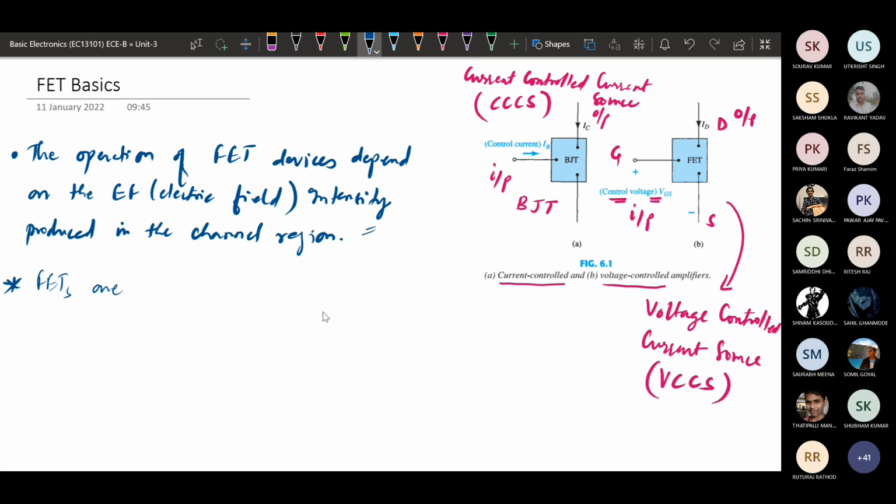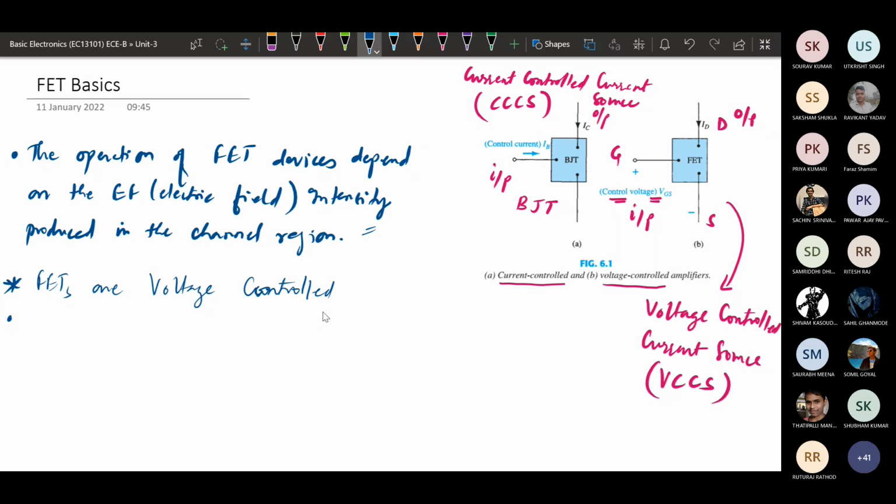FETs are basically voltage control devices. You can write that they are voltage control devices. And in FETs, whatever current flows will be with respect to the majority charge carriers only.